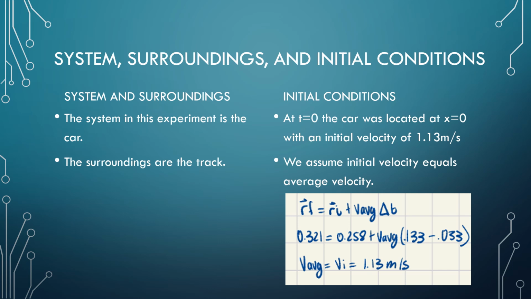Now for the experiment. So the system in this experiment is the car, and the surroundings are the track. The initial conditions are at t equals 0. The car is located at x equals 0 with an initial velocity of 1.13 meters per second, and I showed the calculations below. We assume that initial velocity equals average velocity for this experiment.